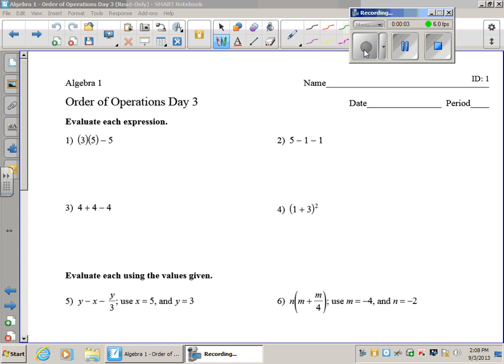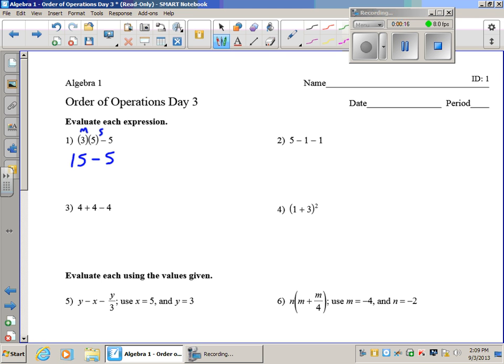Order of operations, day 3. You have multiplication, you have subtraction in this problem. So multiplication happens first. 3 times 5, that's 15. 15 minus 5, that's 10.